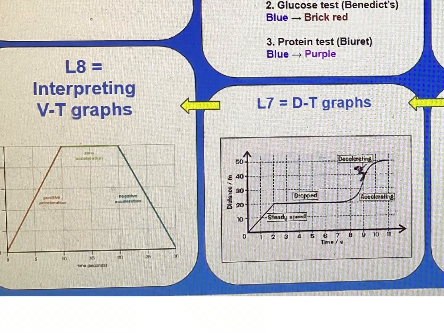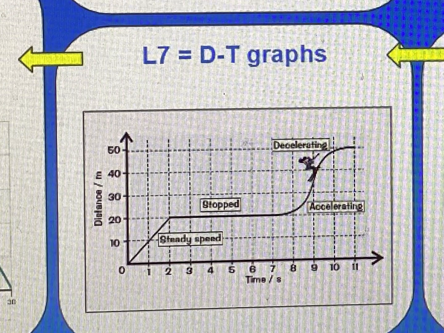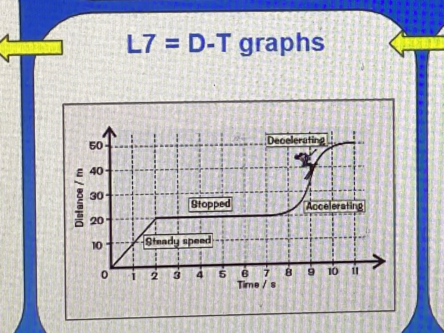And then your last 2 lessons, we're looking at motion graphs. Distance time graph. We've got time on the bottom and distance on the side. As we read in this graph, we can see in 2 seconds, they actually get to 20 meters. Then it stopped at 20 meters as time passes. And any curve on a distance time graph is going to let you know it's accelerating.